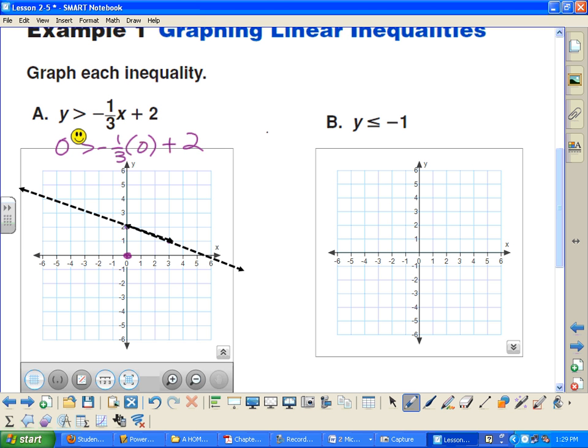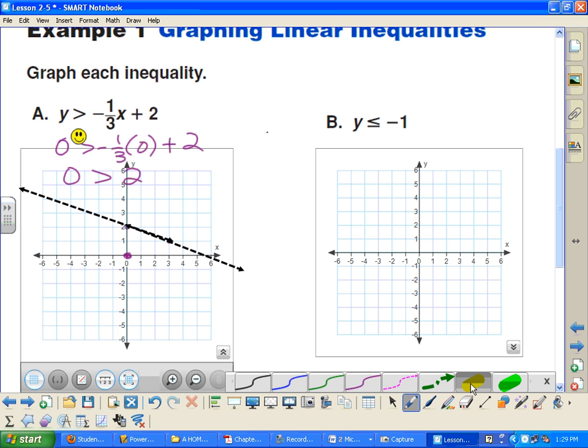I already know because it says greater than, it's going to be above the line, but we're going to check it. So is 0 greater than, and when I multiply these together I get 0, plus 2. Is 0 greater than 2? No, it's false. So that means I'm going to shade the other side of the line, so my answer is going to be up here.